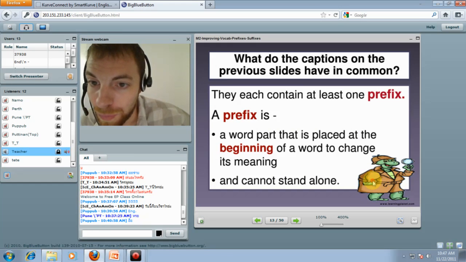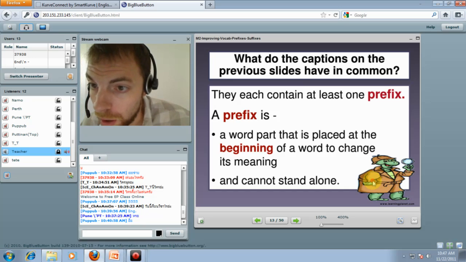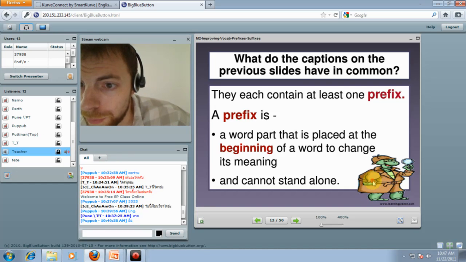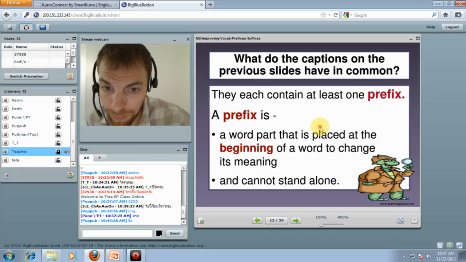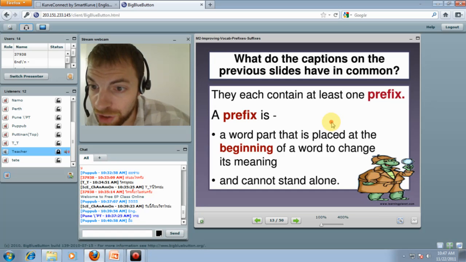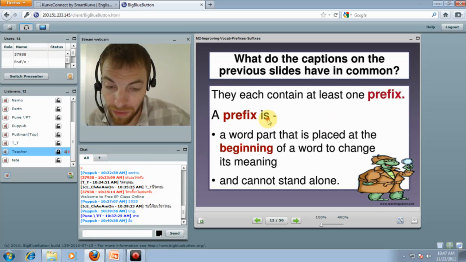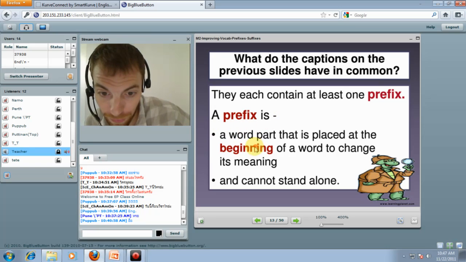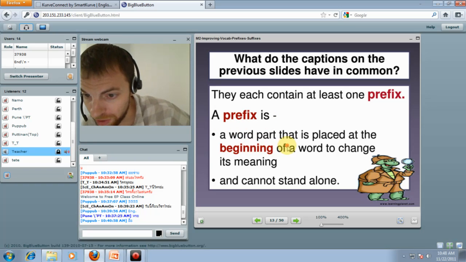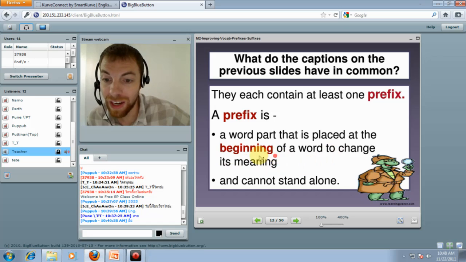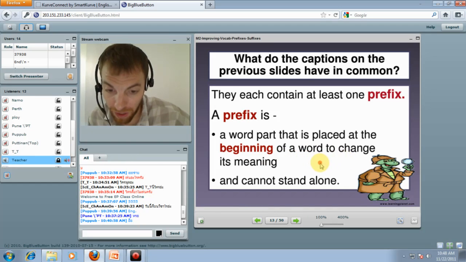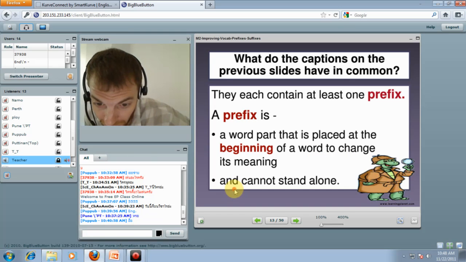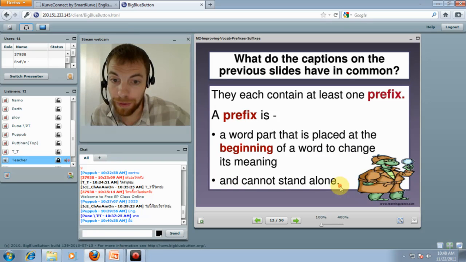Okay. So, what do the captions of the previous slide mean? Alright, so this is about prefixes. They each contain at least one prefix. So like I was saying, a prefix is a word part that is placed at the beginning of a word to change its meaning. And it cannot stand alone.